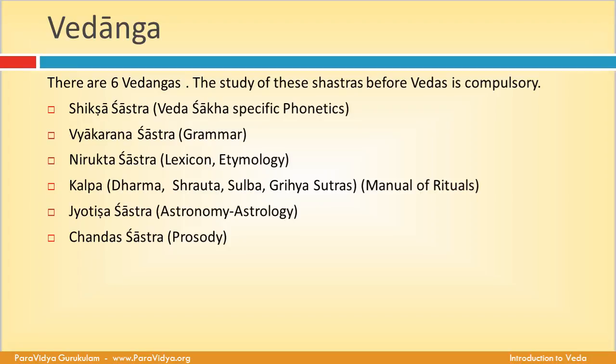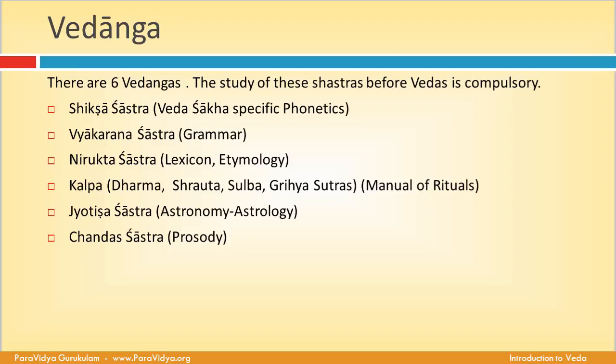Vedāngas. There are 6 Vedānga. The study of these Shastras before Veda is compulsory. They are Shiksha Shastra, that is Veda Shaka, specific phonetics, and Vyakarna Shastra, that is grammar.